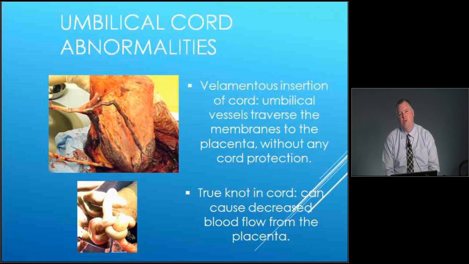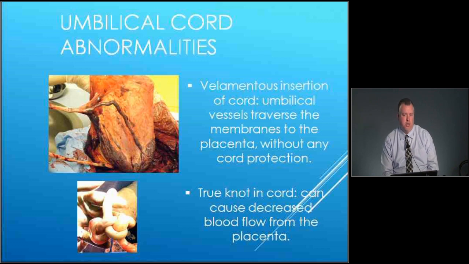So what are some of the umbilical cord abnormalities that can impact delivery of oxygen to the fetus? One would be a velamentous insertion of the cord. In a normal pregnancy, we expect the cord to insert in the placenta itself, and so those umbilical vessels leave the protection of the Wharton's jelly and enter the placenta directly.